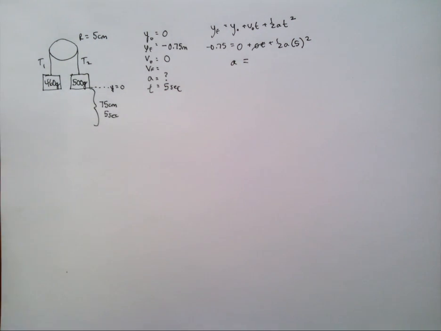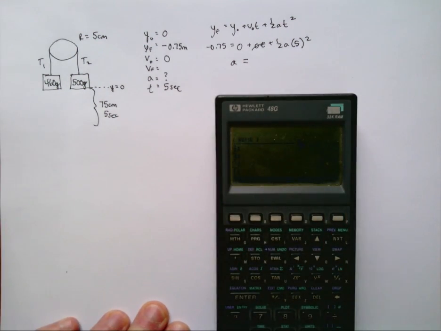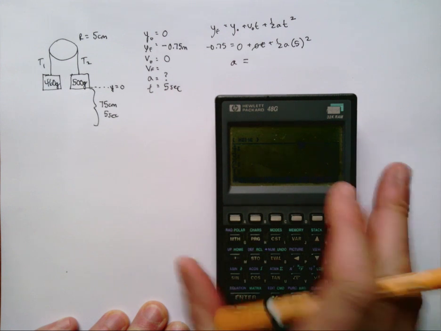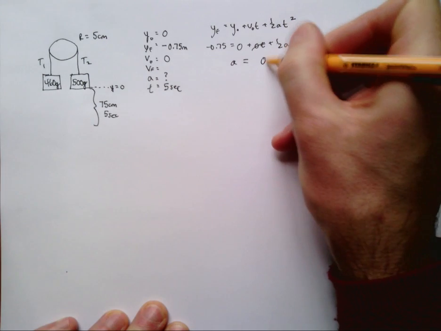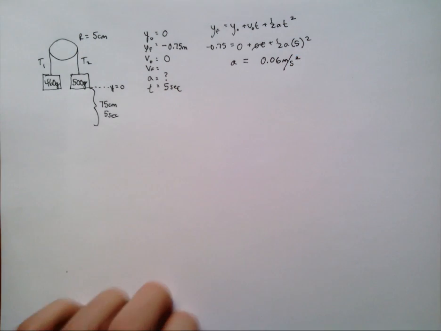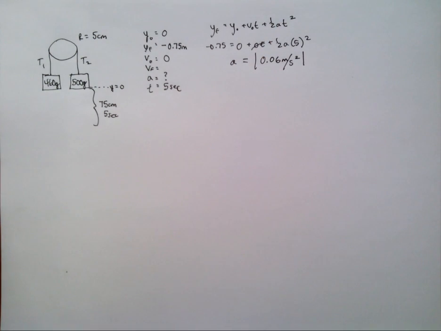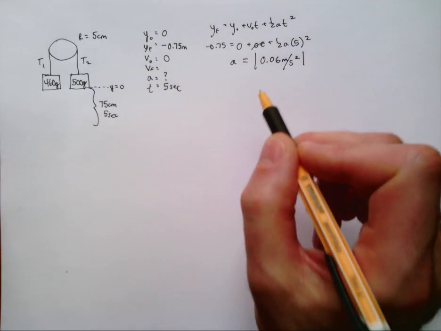If only I had my calculator. Here it is. Okay, so 0.75 times 2 divided by 25 is 0.06. So the acceleration is 0.06 meters per second squared. Actually, I should be careful about that. That's the absolute value of the acceleration. I wasn't really paying attention to positive or negative signs. Okay, so that's question A.